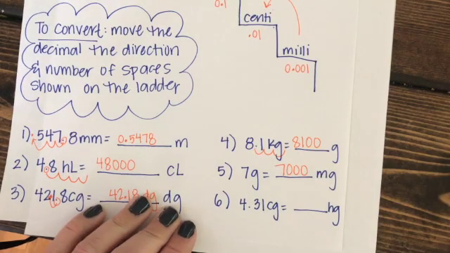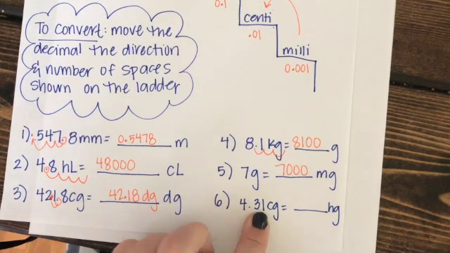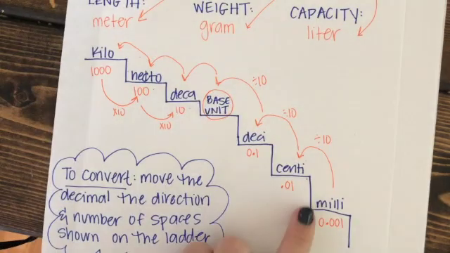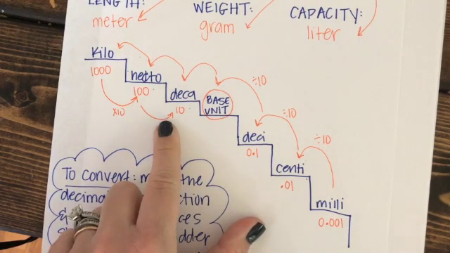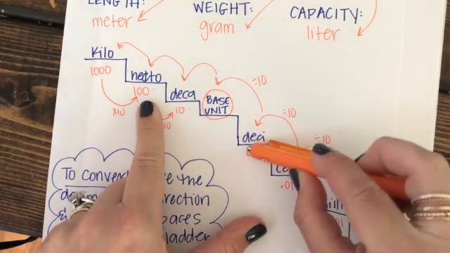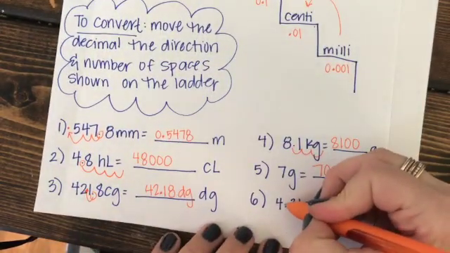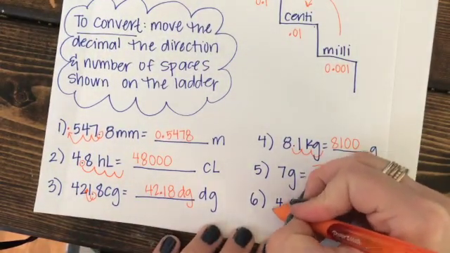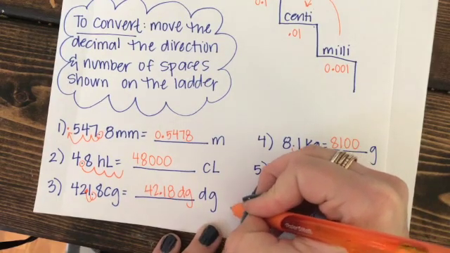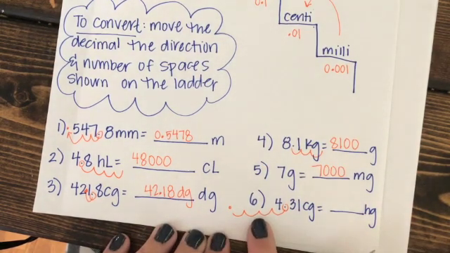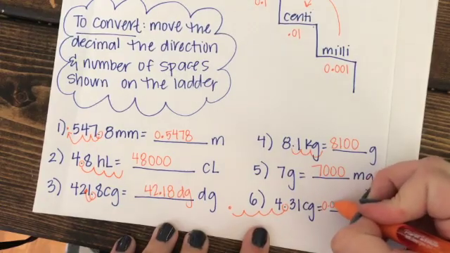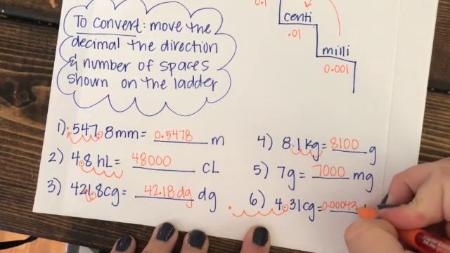And then this last one, 4.31 centigrams going to hectograms. So centigrams to hectograms, I'm jumping up 1, 2, 3, 4 steps. So I'm going to take this decimal and go 1, 2, 3, 4. So that's 1, 2, 3 zeros, and then 4, 3, 1.